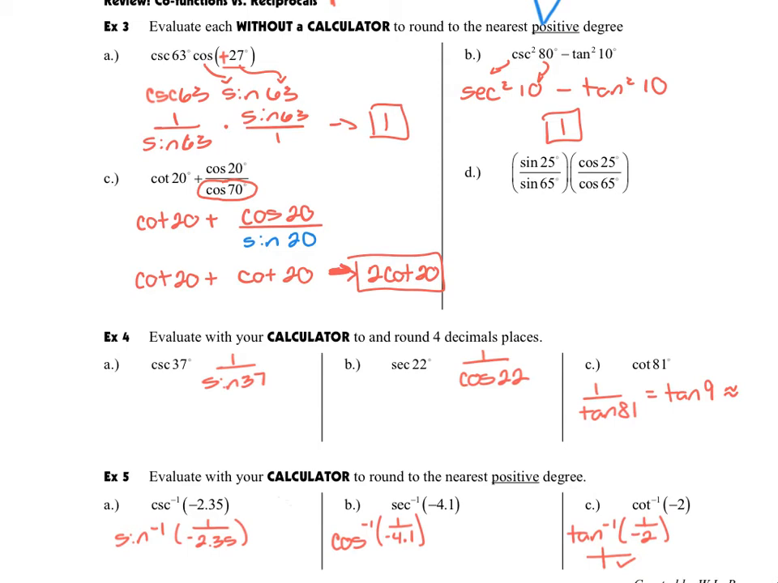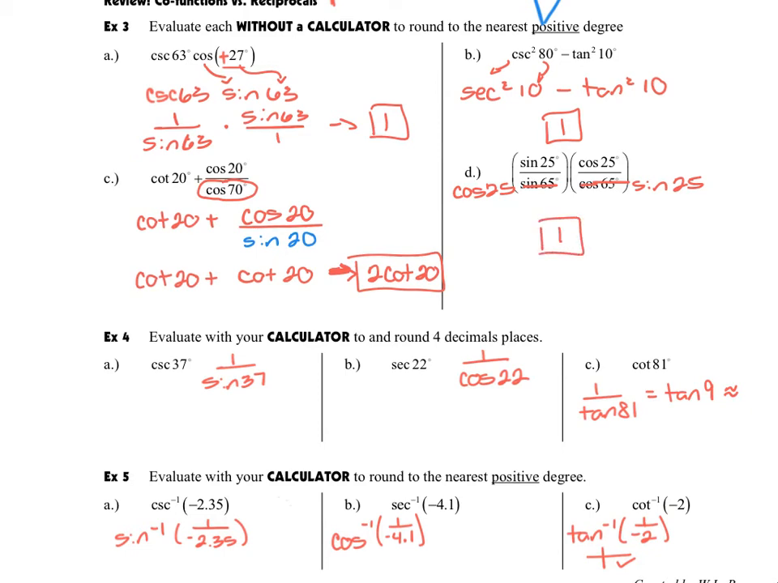I'm going to rewrite this sine as its cofunction, cosine. This 65 is its complement of 25. The next one, I'm going to change this cosine to a sine, because cosine and sine are cofunctions, 65 to 25. And now what I can see is that everything is going to nicely cancel, and I will just get, again, a nice 1.